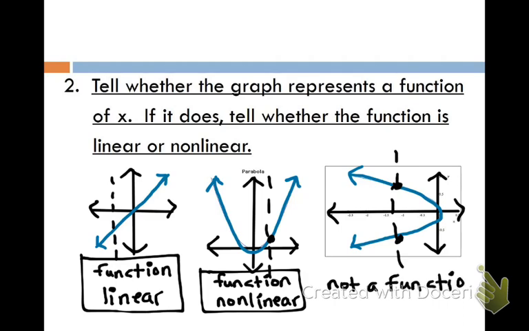Now, if it's not a function, you actually don't have to decide if it's linear or not, but if you look at it real quick, can you tell, is that linear or nonlinear? It's nonlinear because it is not a line. And that is everything that you need to know today for 7.8 graphing functions.